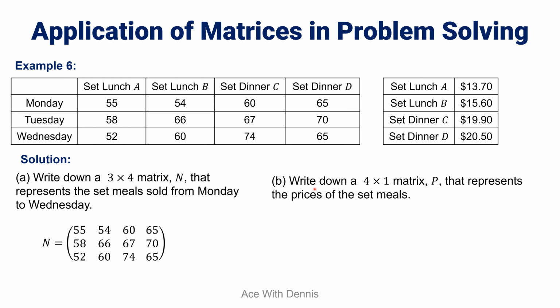Alright, so for B, write down a 4 times 1 matrix P that represents the prices for the set meals. Okay, so we will follow whatever price is given here. So matrix P will be 13.7, 15.6, 19.9, 20.5. Alright, so this is a vertical matrix without changing any positions of the prices here.